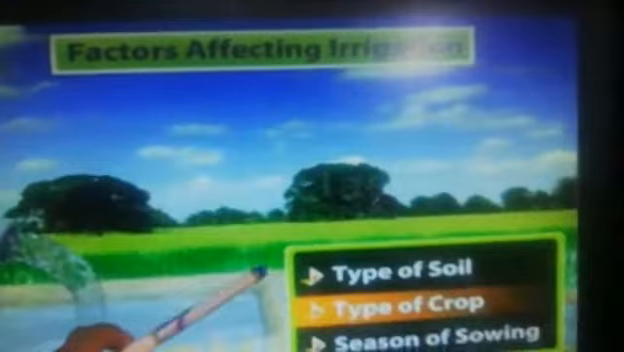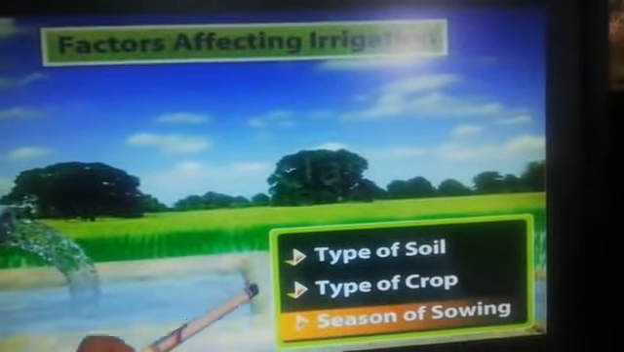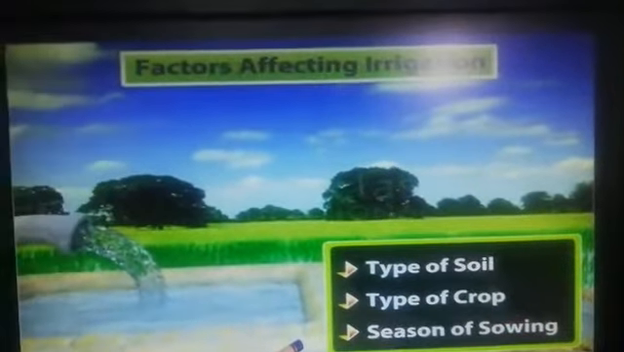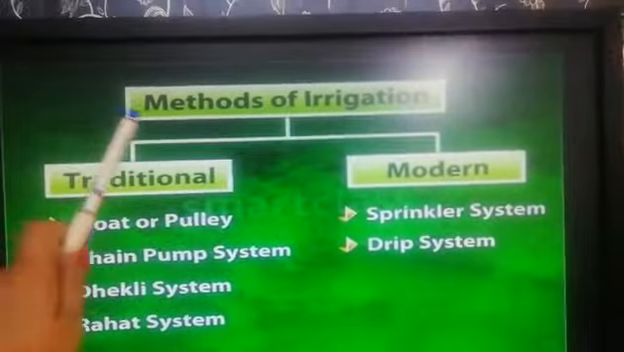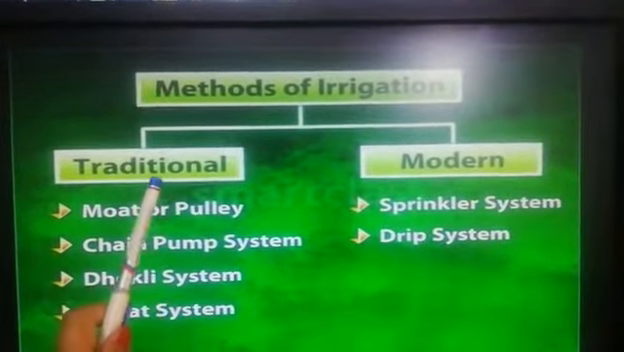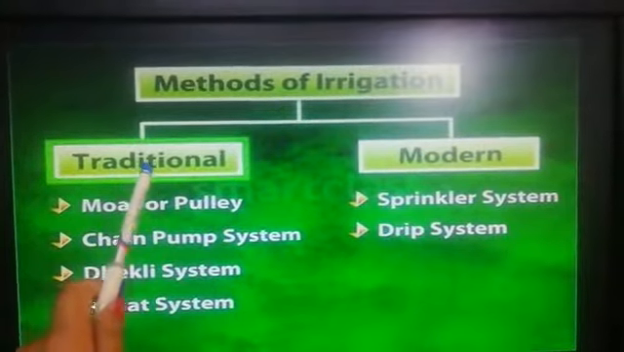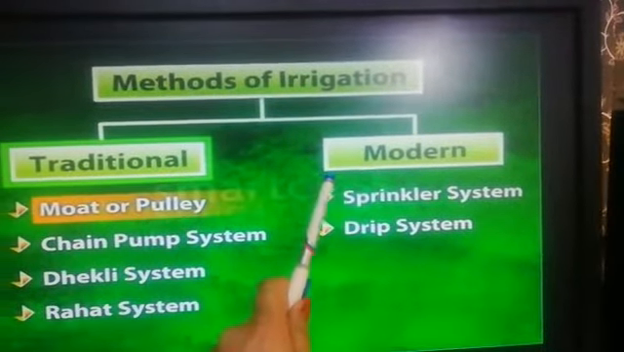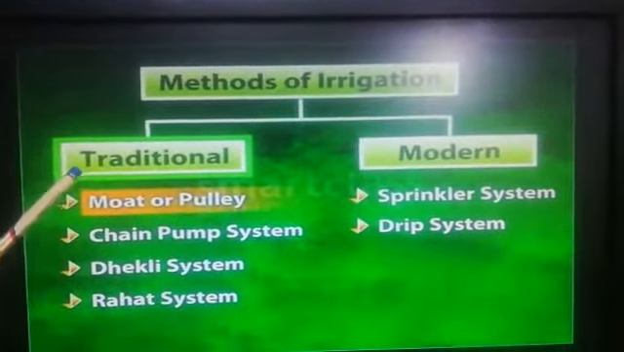In this slide, you can see the factors affecting irrigation. The first ones are type of soil, type of crop, and season of sowing. In the next slide, method of irrigation. We will learn about two methods of irrigation: traditional method and modern method. In Pakistan, we are using the traditional method.